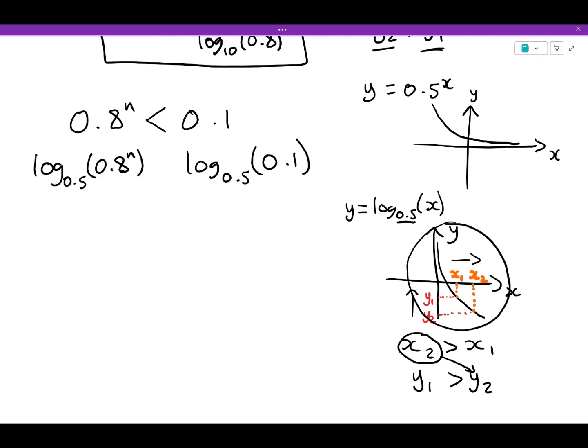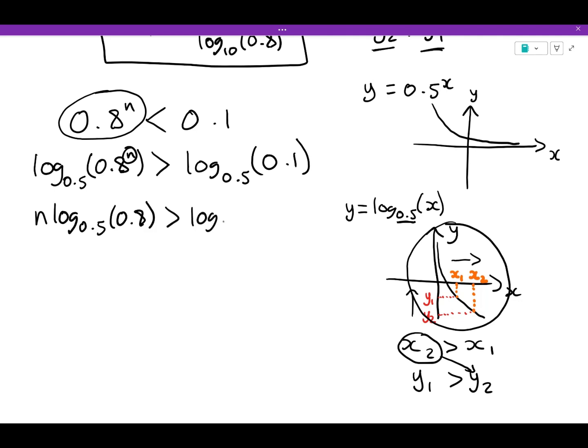So if we go back to our inequality, it was the 0.8 to the power of n which was the smaller value. So that's going to give us the greater value out of our logarithm, so the greater than symbol is going to be facing that way. Now we've got our inequality set up after taking logs on both sides. Let's get the n out of the power just like before. So it'd be n multiplied by log base 0.5 of 0.8, greater than log base 0.5 of 0.1.